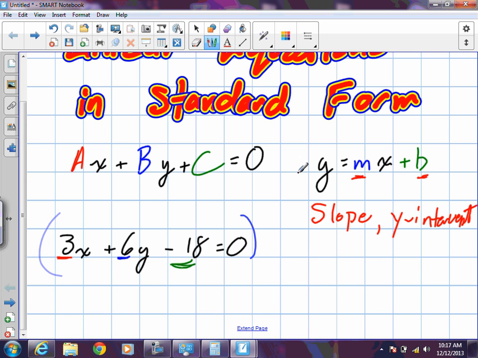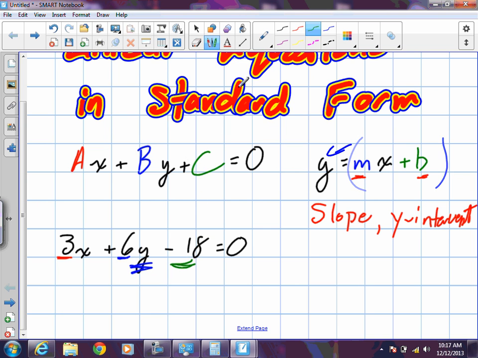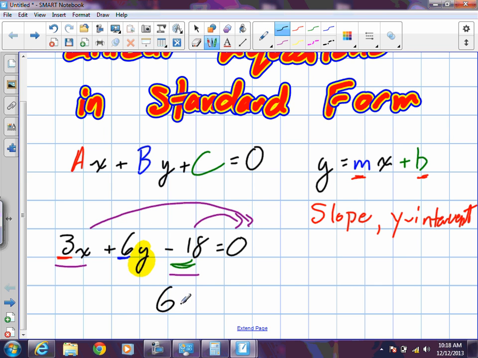And if you notice in slope y-intercept, what is everything set equal to? What is all this set equal to? Y. So there is a y here. And the whole point of our transformation is to set it equal to y. Okay? So we need to isolate for y. So the very first thing I'm going to do is move our negative 18 and my 3x to the other side of the equation. Okay? So this is our algebra again. That's going to leave positive 6y on the left side.